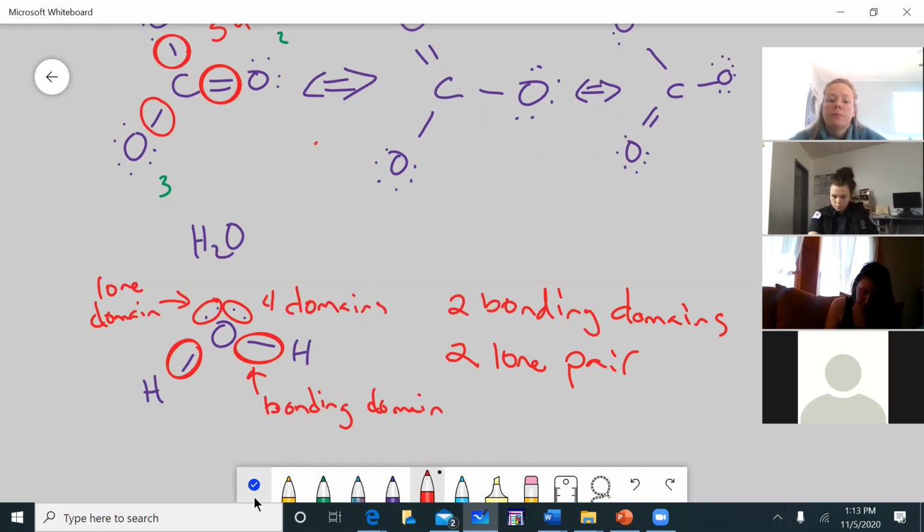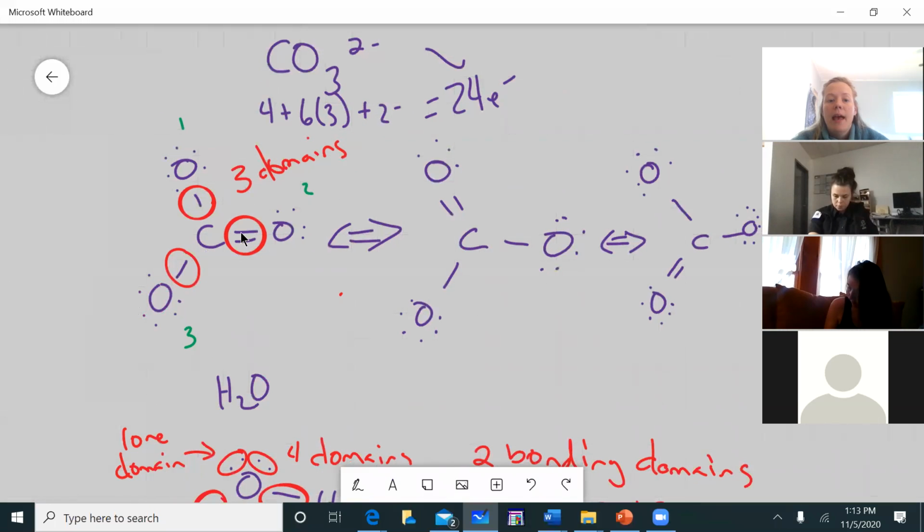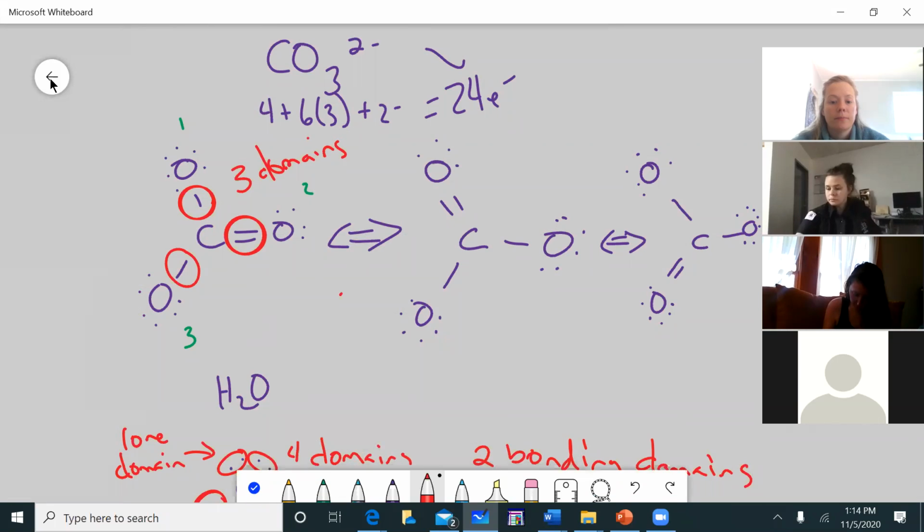Carbonate has 3 bonding domains. Each one of those is involved in some sort of bonding situation. So we're going to say 3 bonding domains.